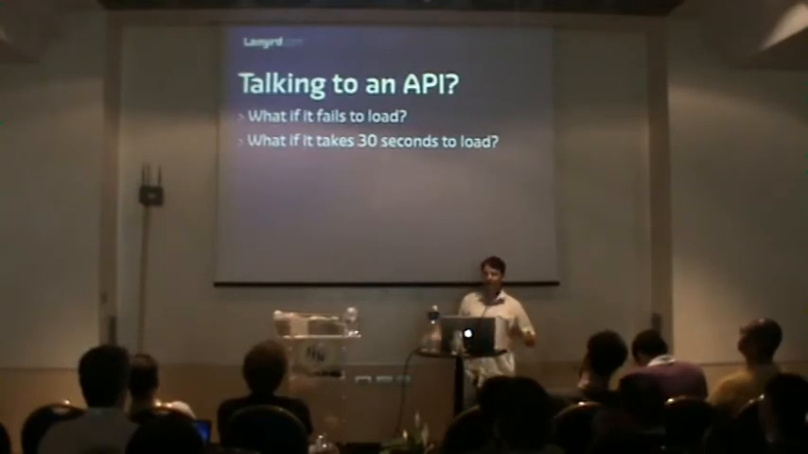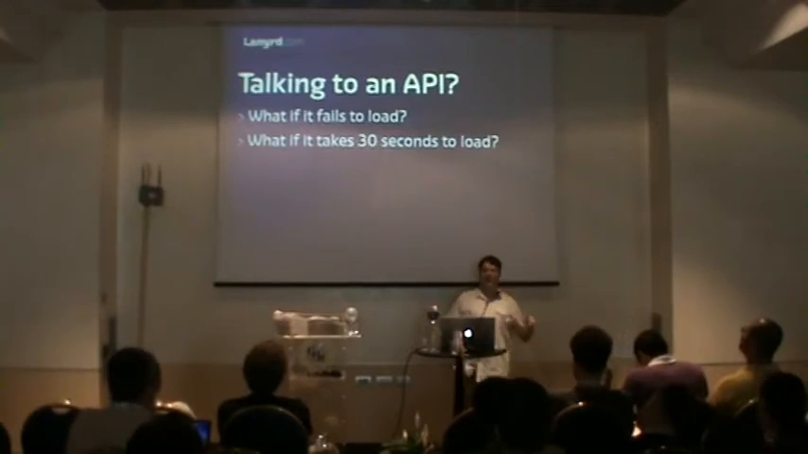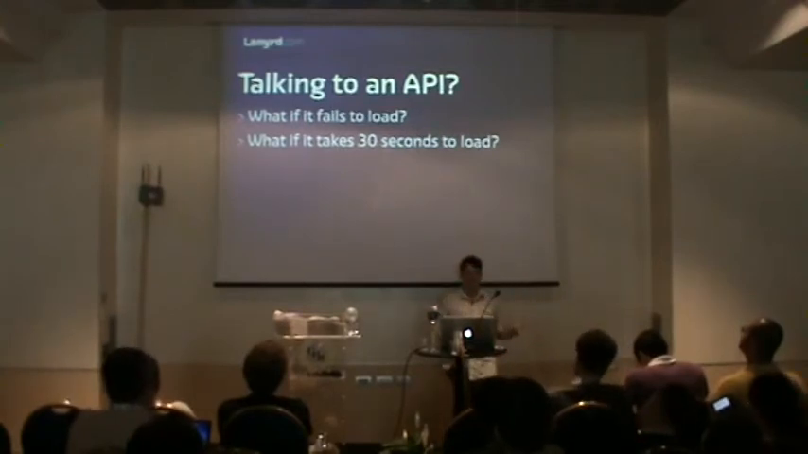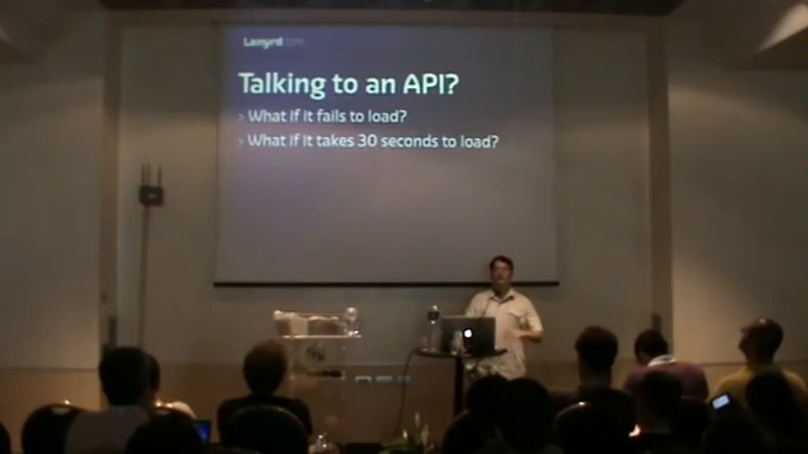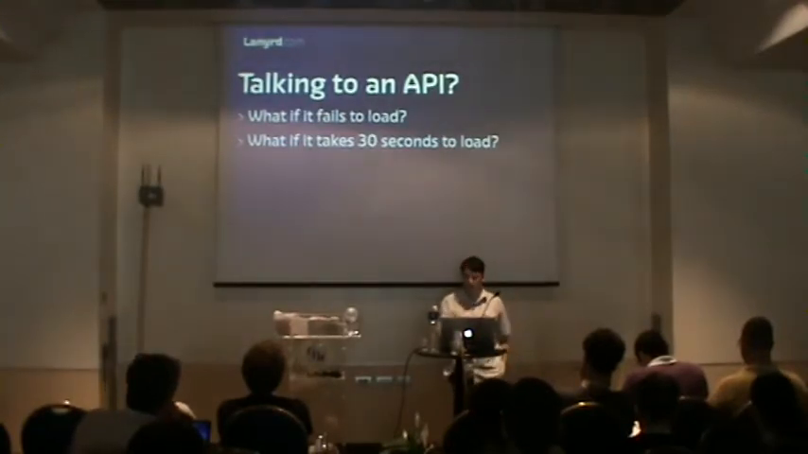You have to think about, what if that server's down? What if it fails to load? What if it's up, but it's running really slowly? If your application server spends 30 seconds waiting for an API to return, that's 30 seconds for your user on the front end. And also, potentially, it could tie up all of your application threads and mean that your application stops responding entirely.